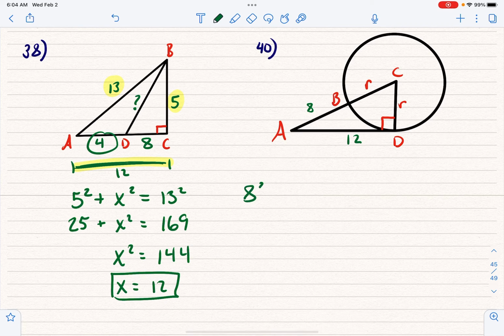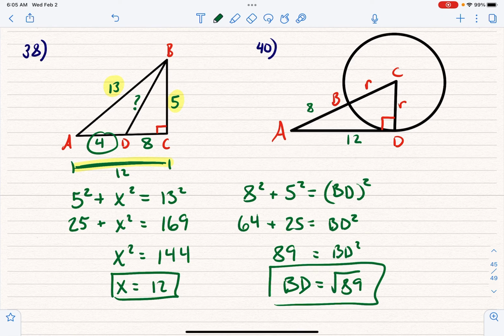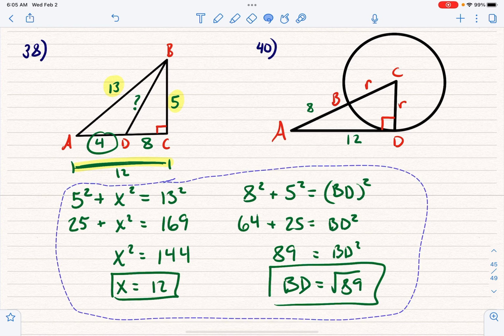And so then you have 8 squared plus 5 squared is equal to this unknown that we're looking for, say BD squared. So that gives me 64 plus 25 is equal to BD squared, which is 89 is equal to BD squared. So therefore, BD is equal to the square root of 89. Like I said, those are probably the most complicated Pythagorean theorem problems, but I think you guys can still do it.